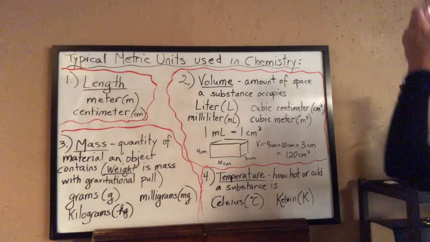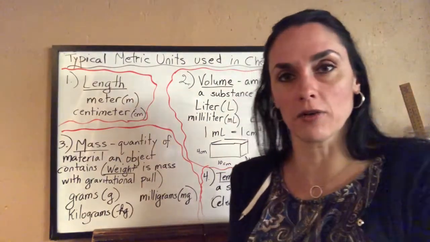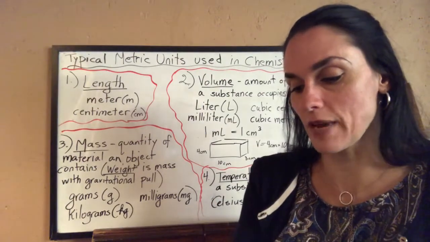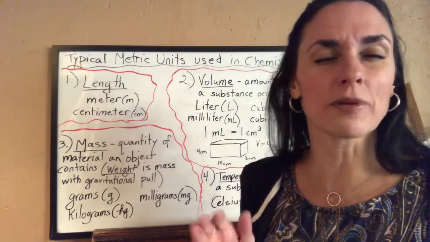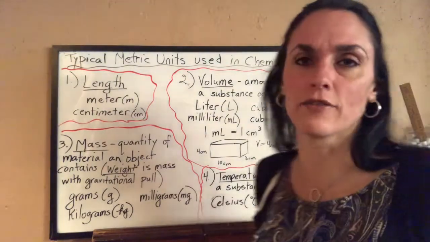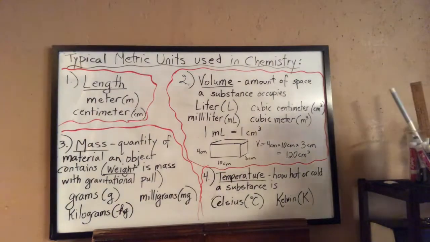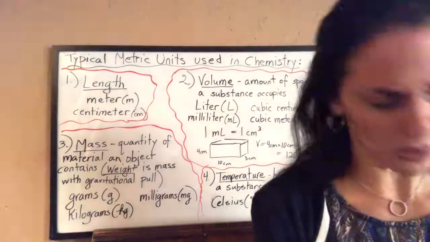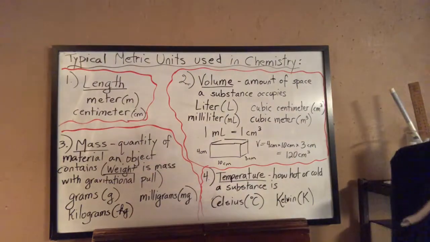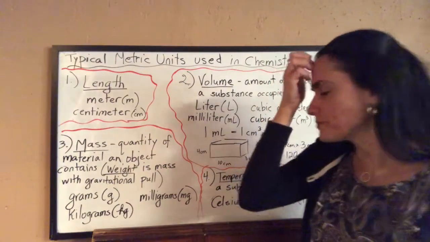Now here in the United States, we're accustomed to Fahrenheit temperatures, but we take all of our scientific measurements of temperature, typically in Celsius, and then we convert to Kelvin when necessary. So I'm talking about taking measurements of length, volume, mass, and temperature.